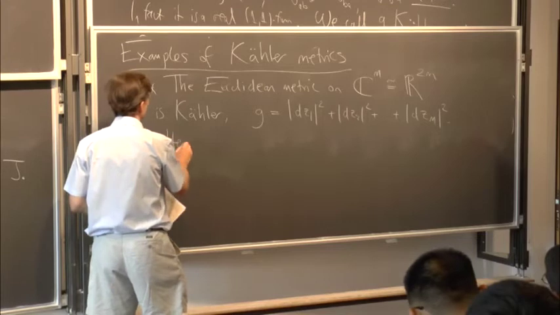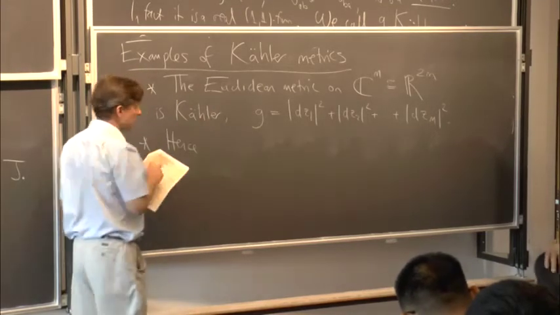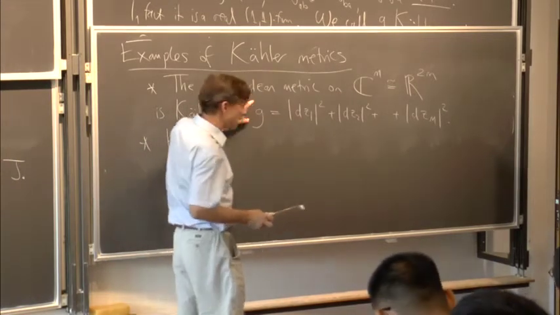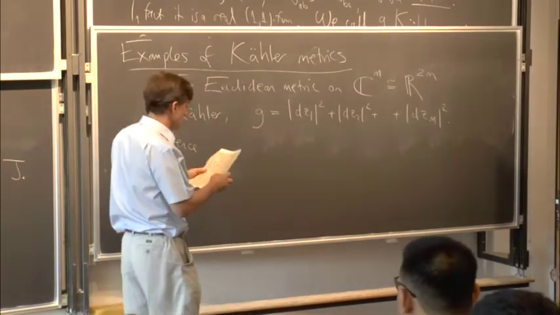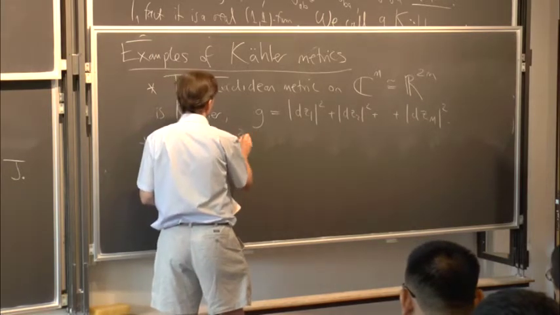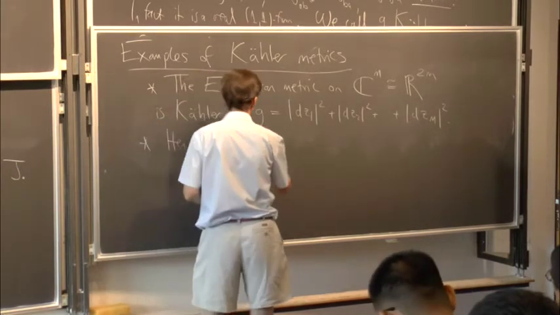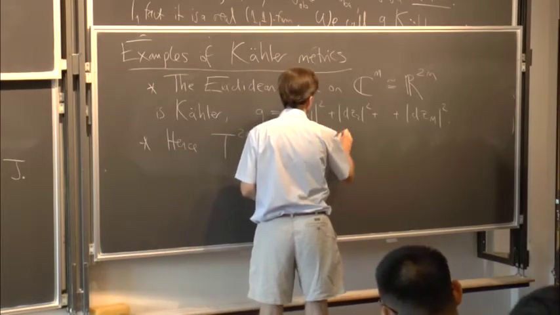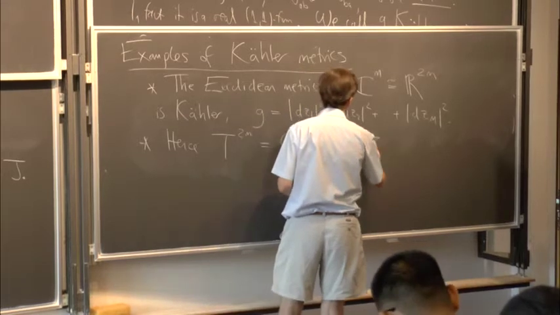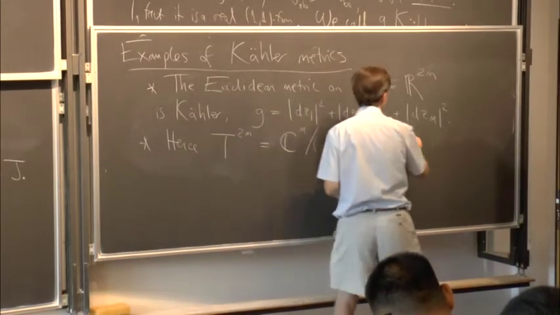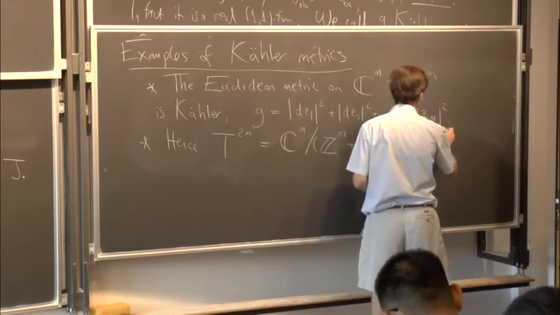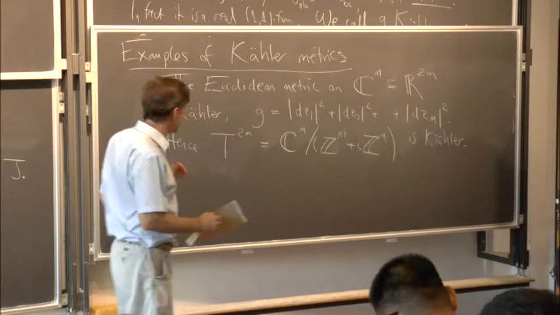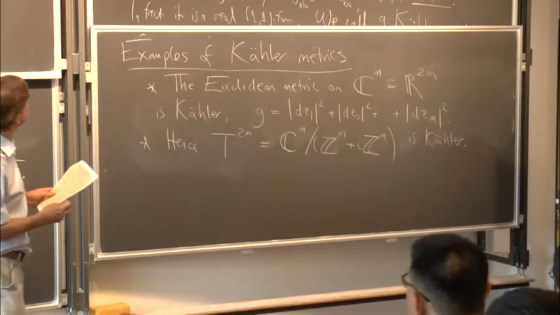So if we divide this by some lattice in C^m acting by translations, that will preserve the metric, so the metric will descend to, let's say, the torus T^{2m}, which is C^m over, let's say, the lattice Z^m + i Z^m. This is Kähler. Or you could take a more general lattice downstairs if you wanted. That's a compact Kähler manifold.